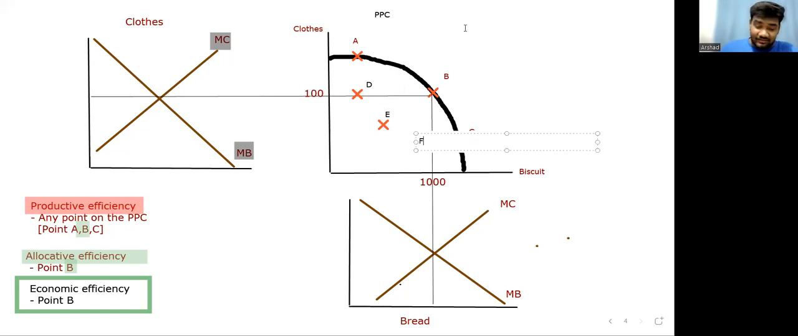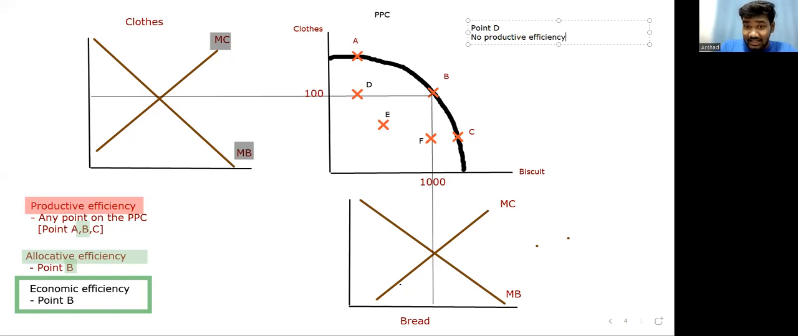My question, point D. Can you tell me, is point D productively efficient? Is there productive efficiency for point D? Yes or no? Has point D achieved productive efficiency? No. Why? Because it is inside the PPC, right? Productive efficiency is only for points on the PPC. So no productive efficiency.